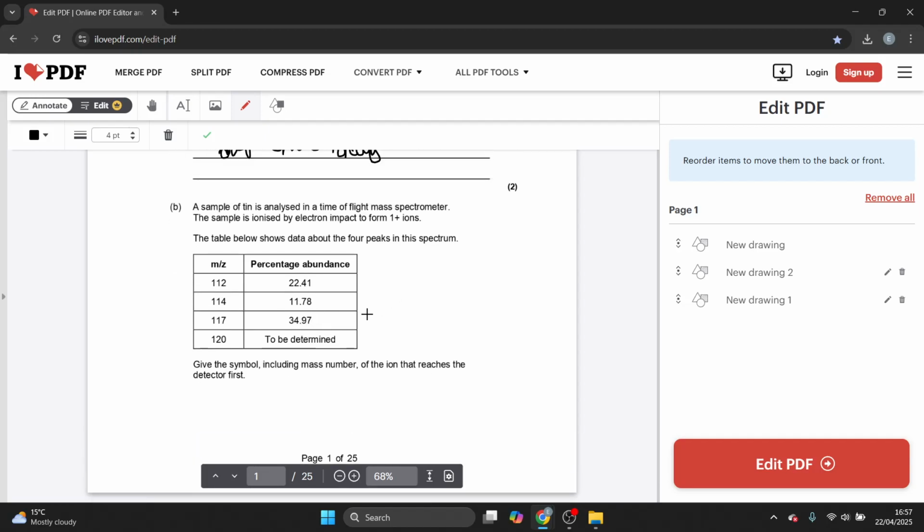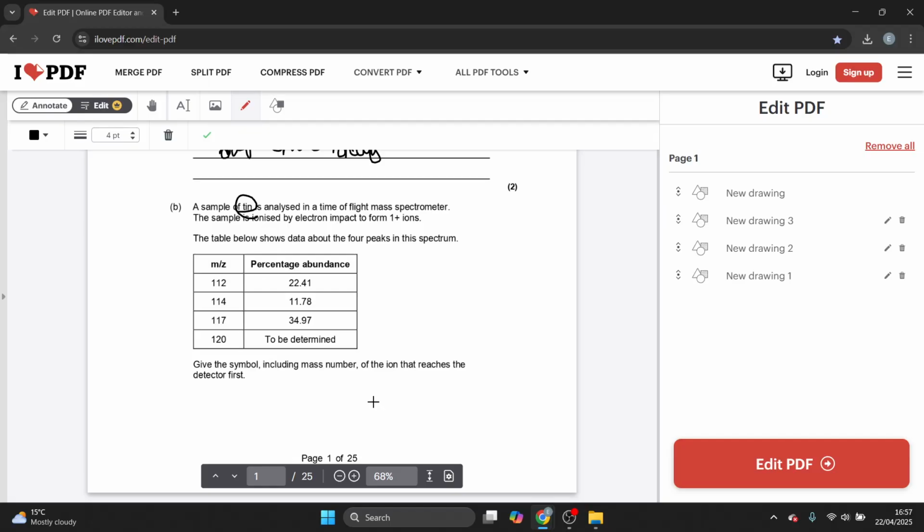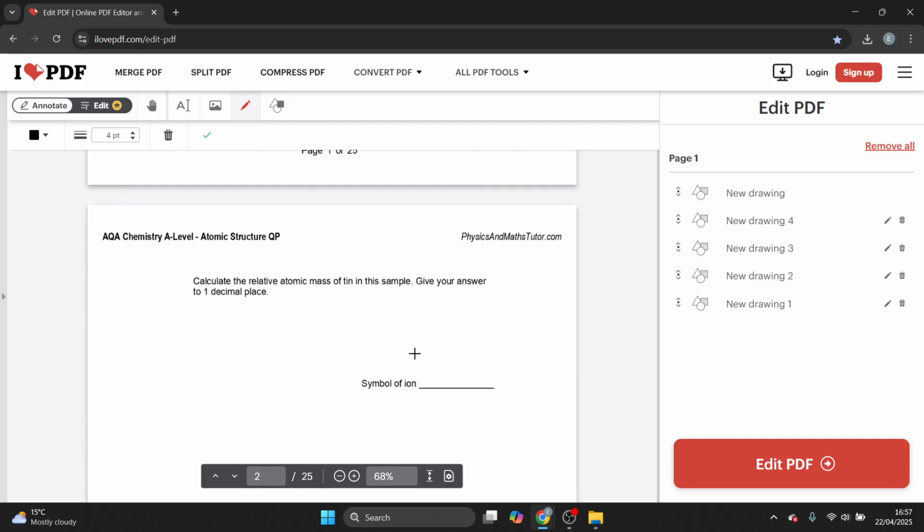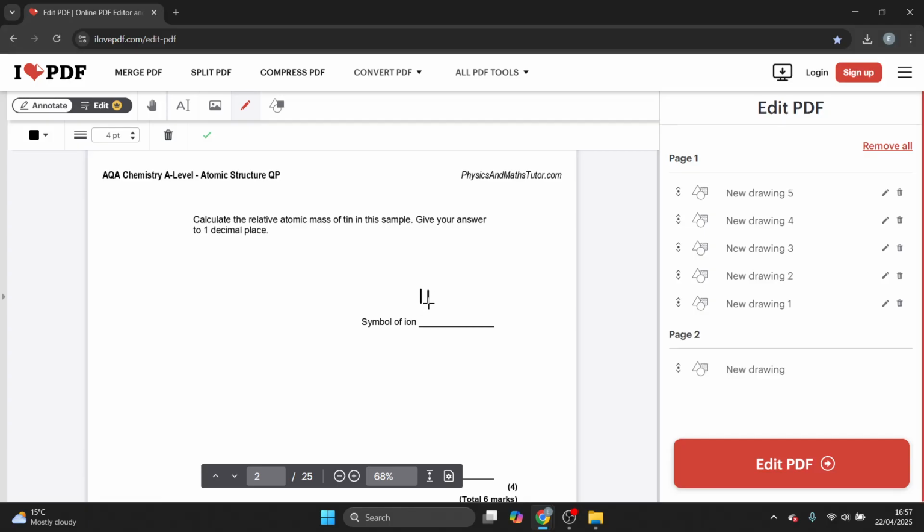Give the symbol, include the mass number, of the ion that reaches the detector first. Well, if I read the question, it tells me it's a sample of tin. The one that's going to reach the detector first is the one with the lowest m/z value, so 112. So therefore, it's just going to be the symbol of the ion, 112 tin, which is Sn.